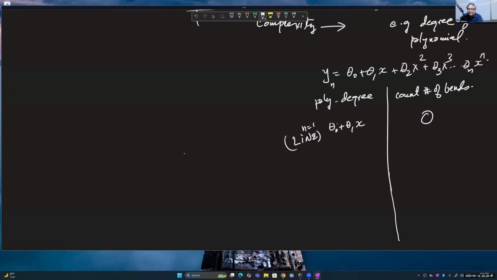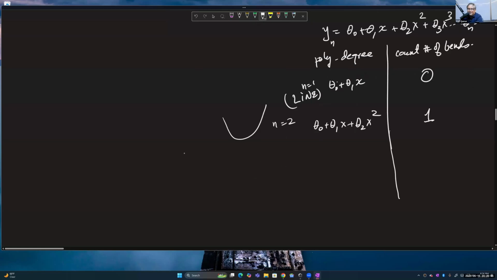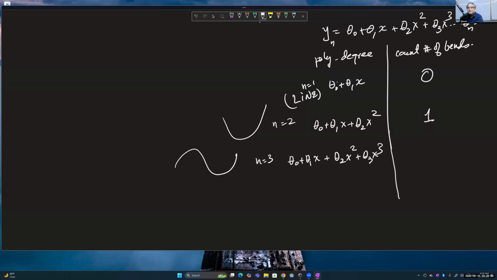Right? Now, let's look at the equation of degree 2. n is 2. Theta naught plus theta 1 x plus theta 2 x squared. An example of it, for example, is a parabola. How many bends does a parabola have? It has one bend. Now, what about n is equal to 3, theta naught plus theta 1 x plus theta 2 x squared plus theta 3 x cubed? How many bends can you guess this has? So I'll give you an example.